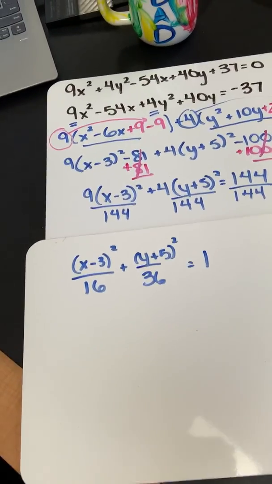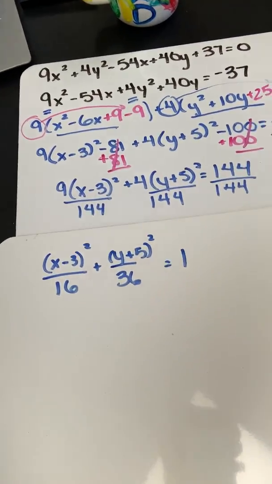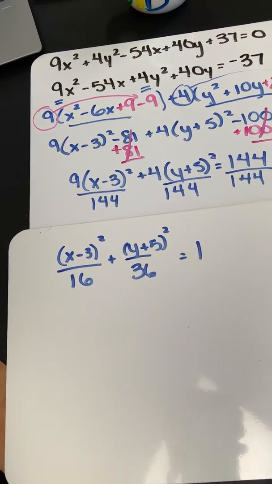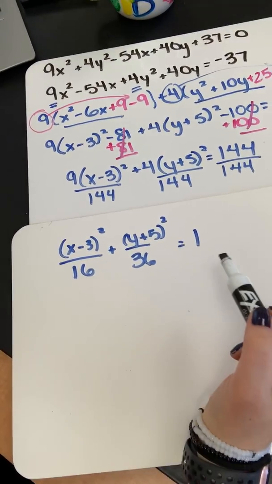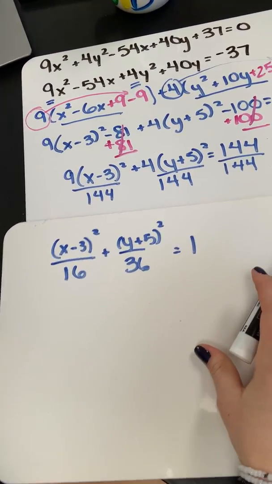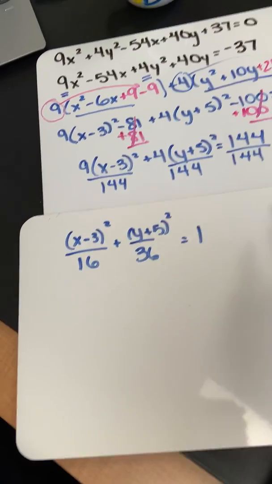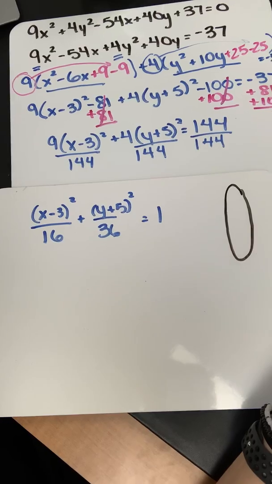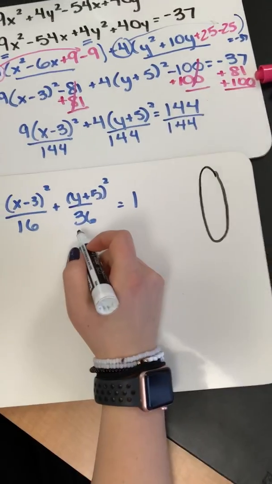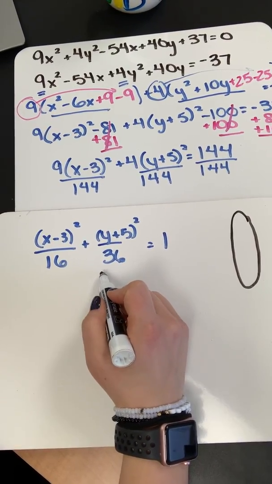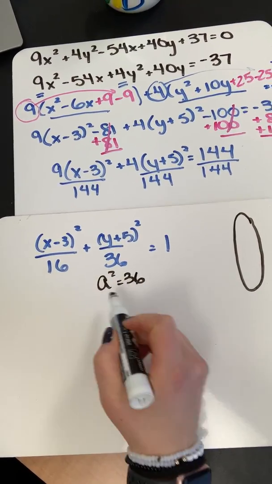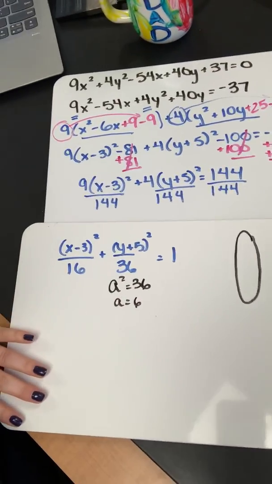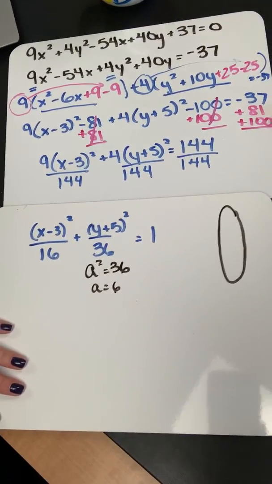So from this, we know a couple of different things. We look at the larger number. The larger denominator is underneath the y components. So if that's the case, we know that the y's have to be longer. So that's going to mean that we're going to have a vertical major axis, so something like that. We can also figure out our a value. So the larger number is a squared. So if a squared equals 36, that means a is equal to 6, right? Plus or minus, because that just tells us direction, but the actual distance is 6 from the center.